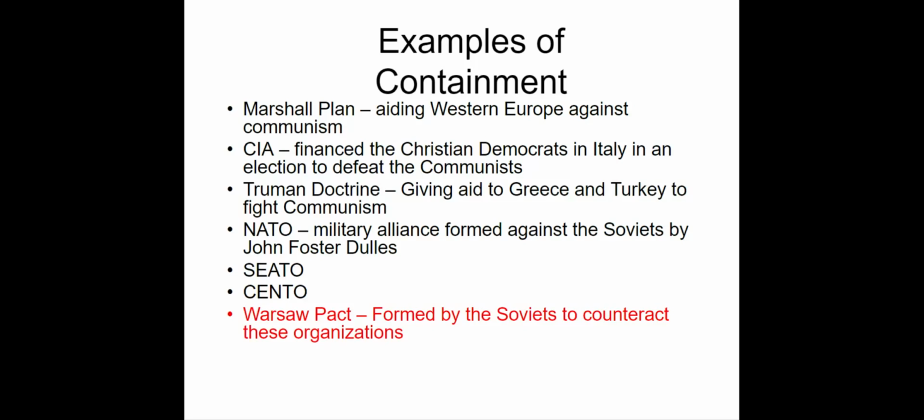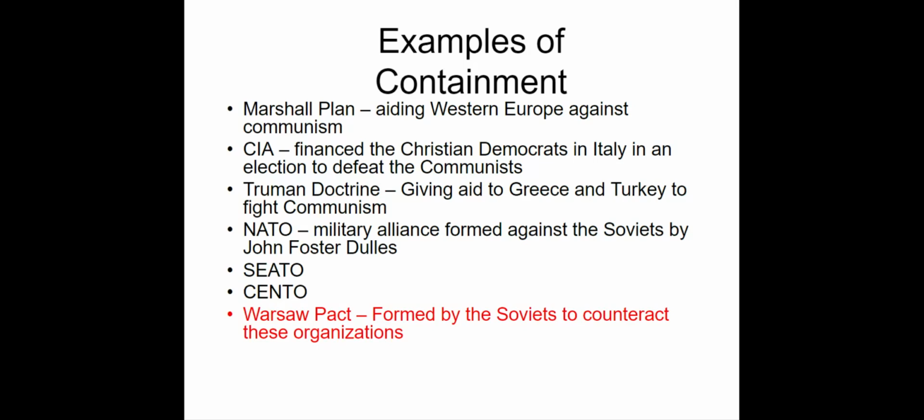We're going to see the formation of NATO, the North Atlantic Treaty Organization, which is an actual military alliance formed against the Soviets, started by John Foster Dulles. So you should be reading about this in the book. These are some of the main examples of containment. SEATO and CENTO are the Southeast Asian Treaty Organization and the Central Treaty Organization that are covering obviously different regions of the world. The Soviet response is the Warsaw Pact.